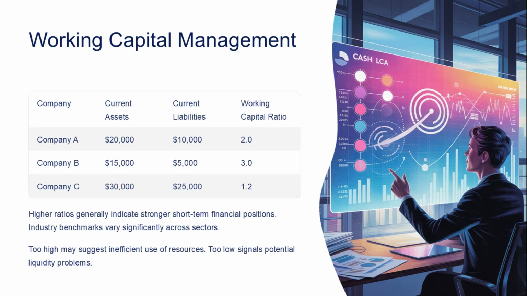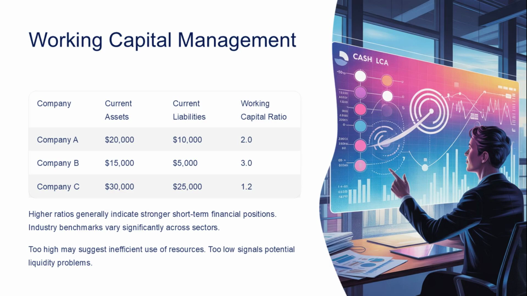Company A has a ratio of 2.0, indicating they have $2 in current assets for every $1 in current liabilities. Company B has a higher ratio of 3.0, suggesting stronger short-term liquidity. Company C has a lower ratio of 1.2, which could signal potential cash flow issues.